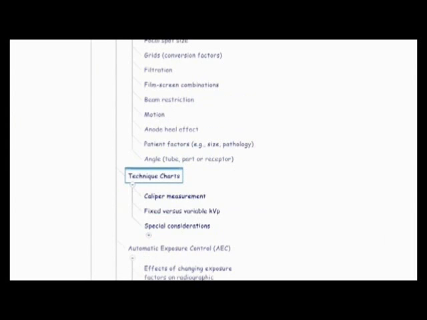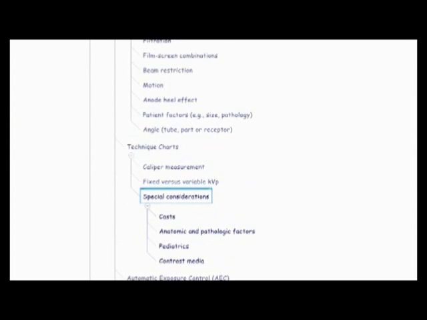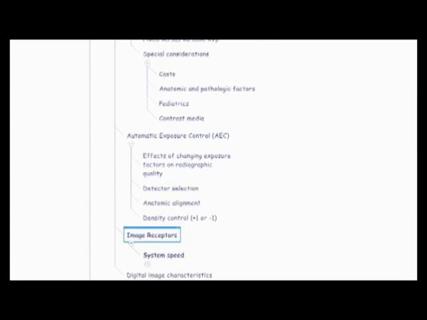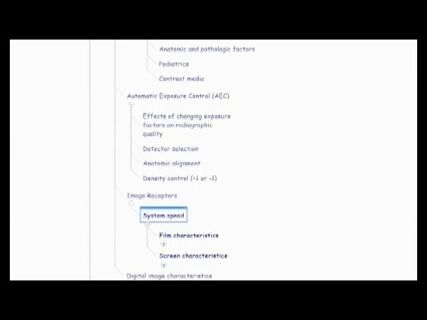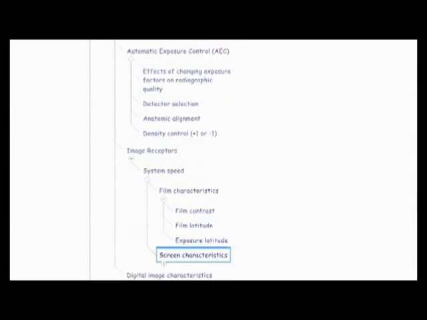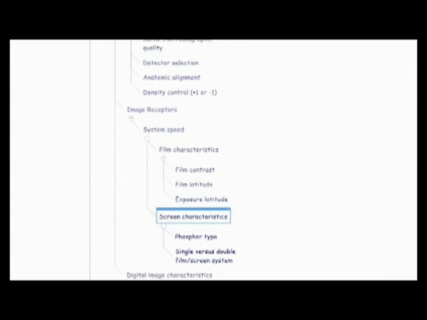Then there's technique charts, caliper measurements, fixed versus variable kVp, special considerations, cast, atomic and pathological factors, pediatrics, and contrast media. Then there's automated exposure control, AEC, effects of changing exposure factors on radiographic quality, detector selection, anatomic alignment, and density control. And then there's image receptors, there's system speeds, there's film characteristics, you know, film contrast, film latitude, exposure latitude, there's screen characteristics, phosphor type, single versus double film screen system.